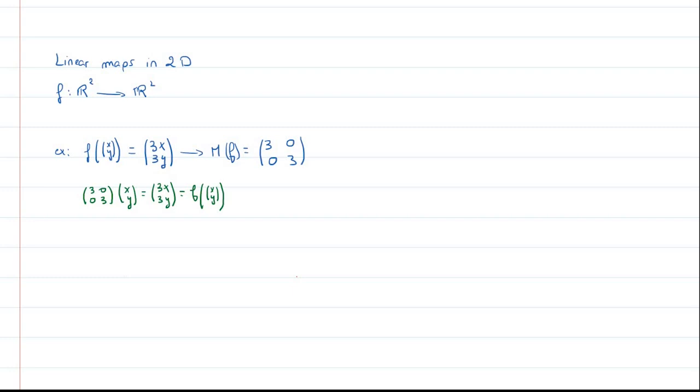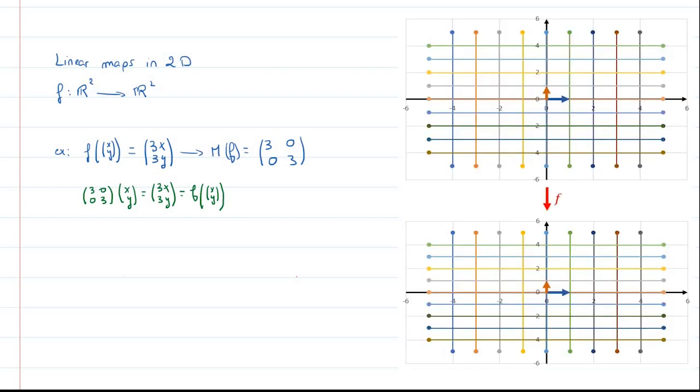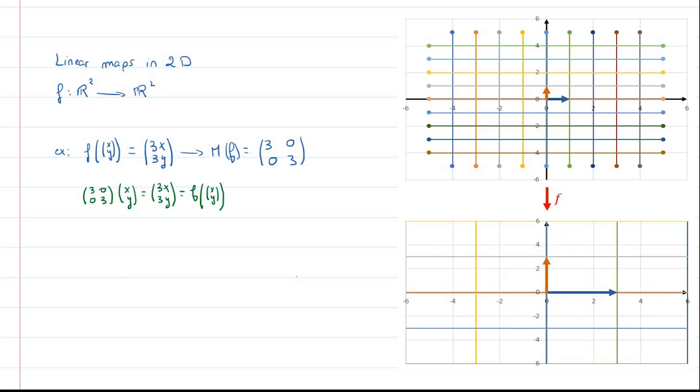So what's the visual effect of this linear map on the domain R2? Multiplying both components by 3 will be like magnifying the space R2 by a factor of 3. It's an expansion by a factor of 3, as we can see on the graph representing this transformation. Above you can see the space R2, and below you can see the transformed space after it has been expanded by a factor of 3.